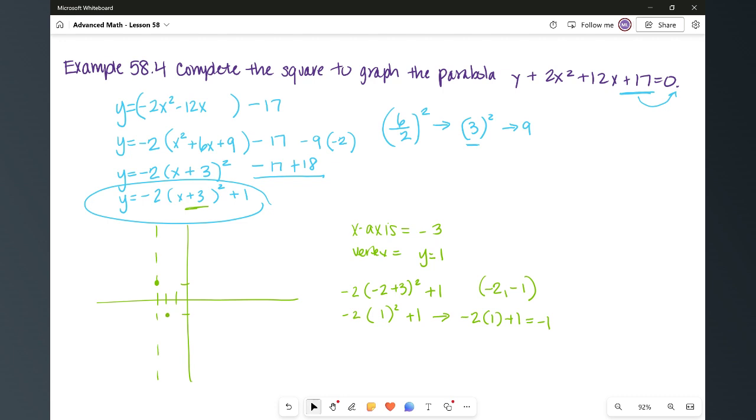And then I'm actually going to go ahead and just use -4 for my next one. So when I do that, I'm going to have -2 times (-4 plus 3) squared plus 1. That'll end up with -2 times (-1) squared plus 1. That gives me -2 times 1 plus 1, which gives me a -1 again. So my point is going to be (-4, -1). Oh, there we go. All right, and here we go.